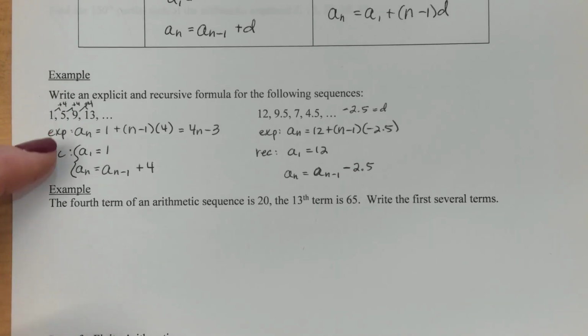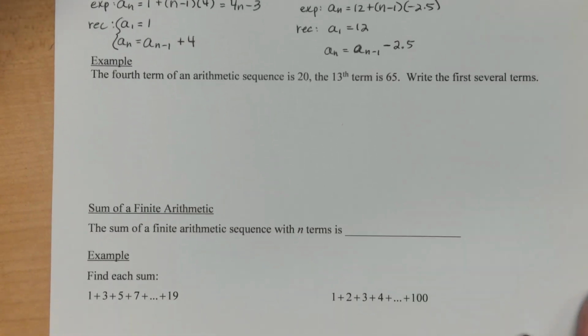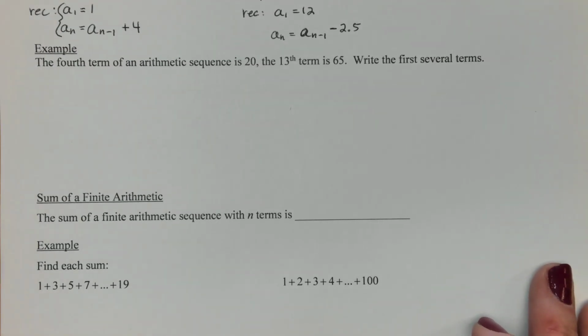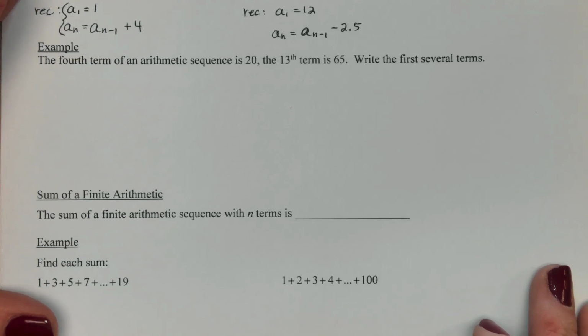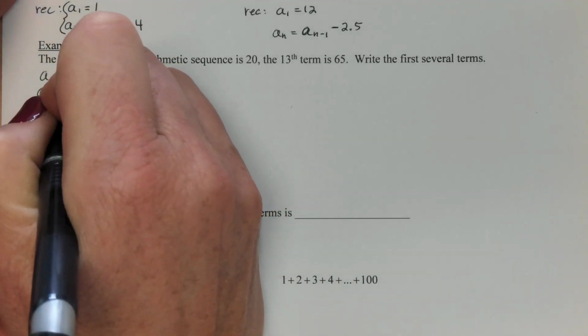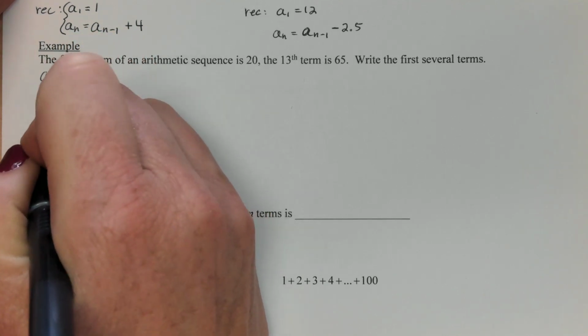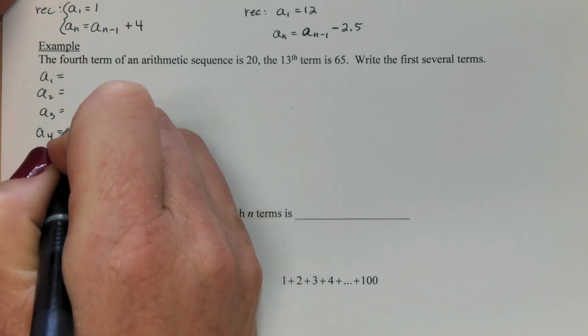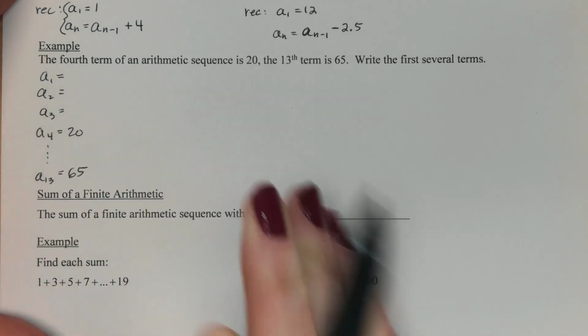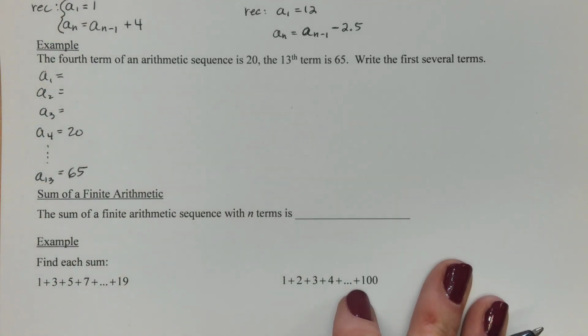So a little practice on explicit and recursive formulas. Now we're going to try one where we get our information in just a little bit different way. This one says the fourth term of an arithmetic sequence is 20, and the 13th term is 65. So I don't know the first or the second or the third, but I do know the fourth, and that is 20. And then down the list a ways, the 13th term is 65. They would like us to figure out these first several terms.